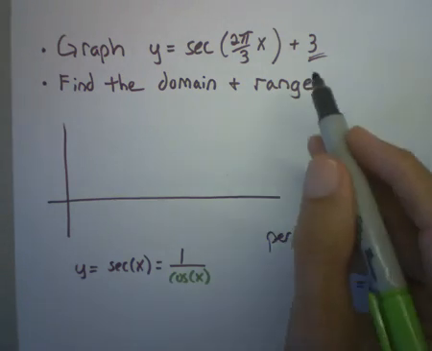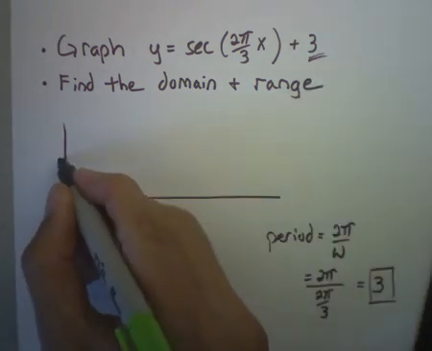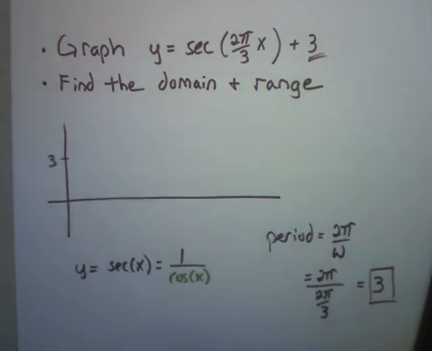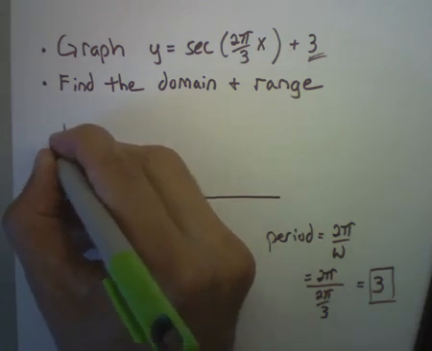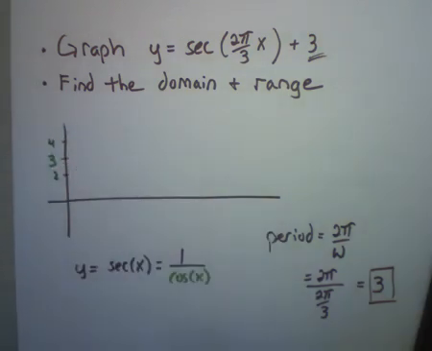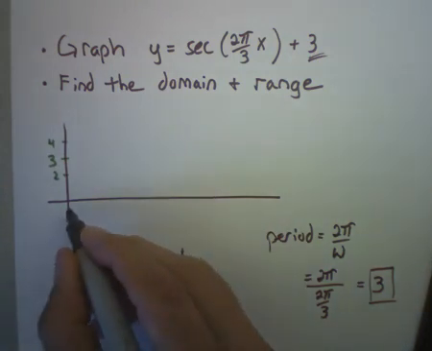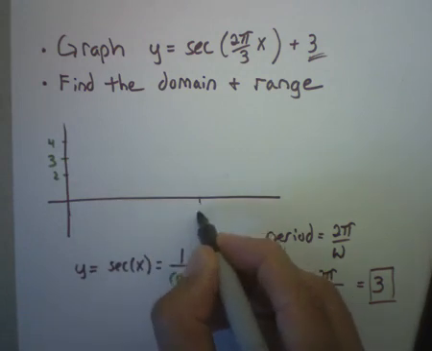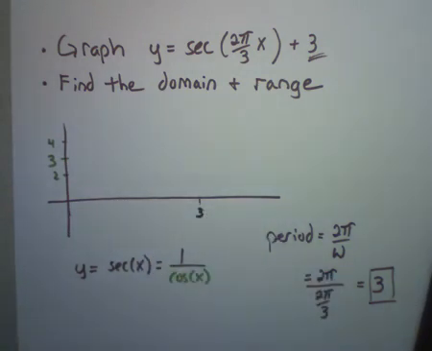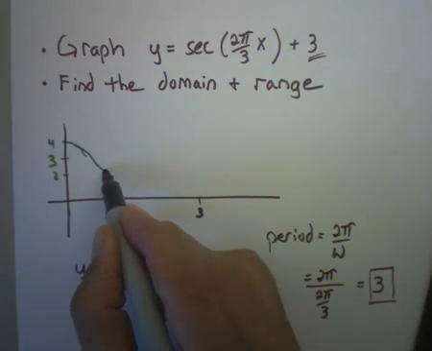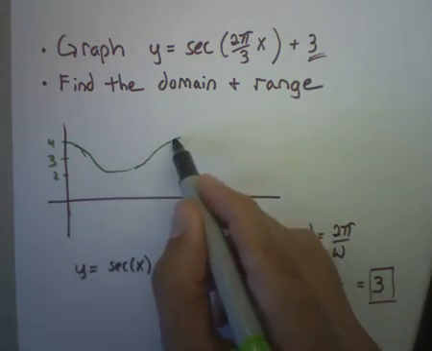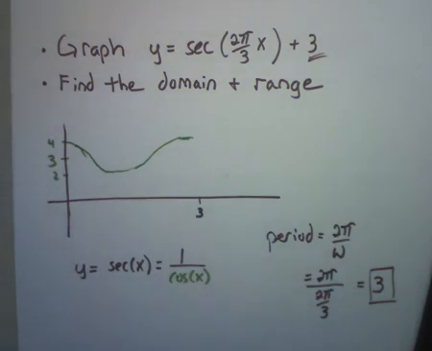So if it has a vertical shift of 3, its center line will be 3, and it still goes up 1, so it'll go up to a height of 4 and down to a height of 2. And since it has a period of 3, it will go out 0, 1, 2, about 3 there. So the graph of cosine starts up and goes down through the middle and comes around and comes back up. Okay, so that would be cosine.